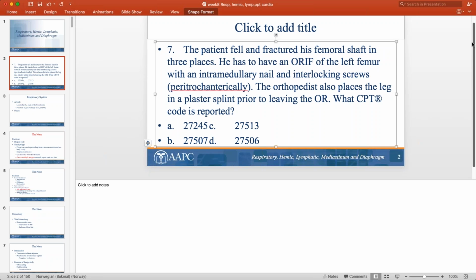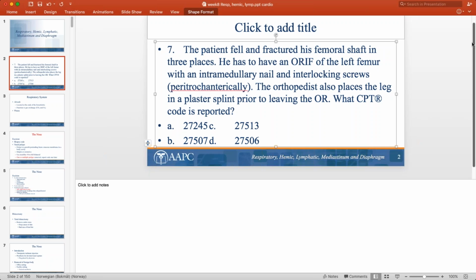perichanterically. The orthopedist also places the leg in a plaster splint prior to leaving the office. Okay, again, what's our process on how we're going to look this up? I'm staring right at those CPT codes. What do I see? 275. Even if you didn't read it, I would have already gotten to 275 or 27, right? And so let's see what we're doing now.